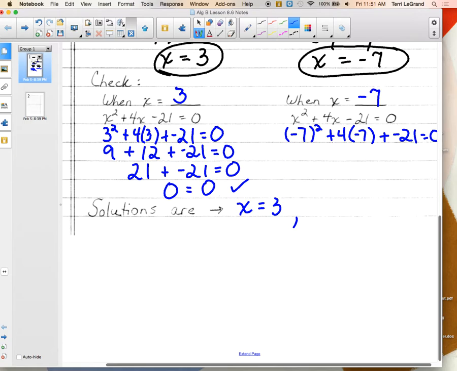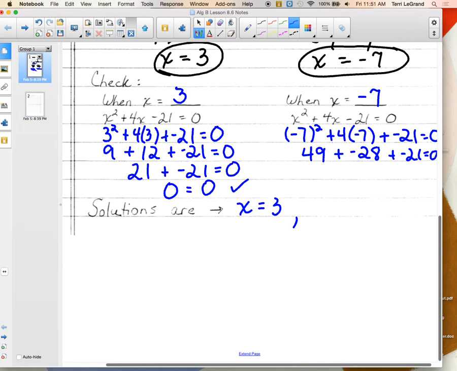-7 squared. y equals 49 plus... -7 squared is 49. Plus -28, and -28 is 4 times -7. Also -21. -28 plus... That would be 49.